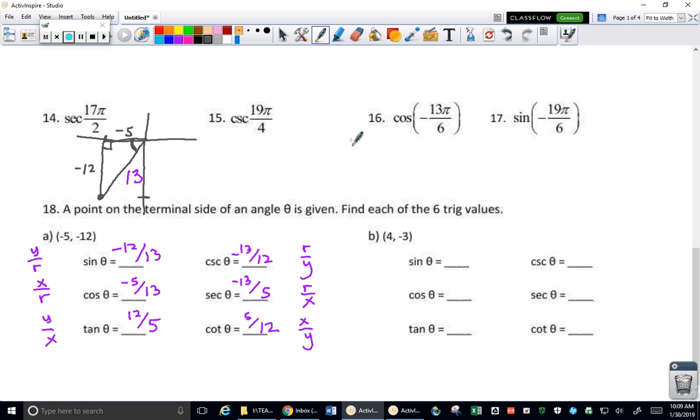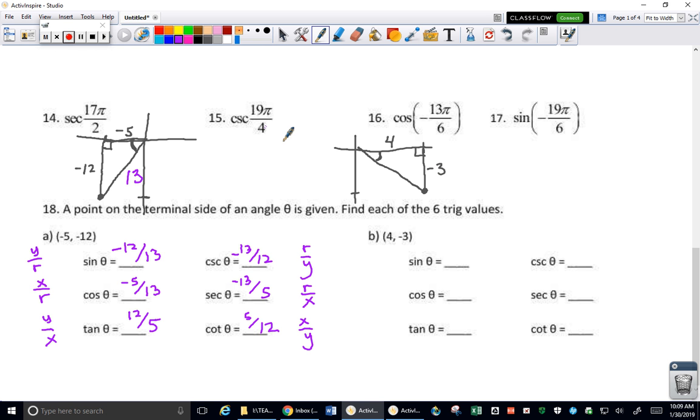And part B says we now have the point (4, -3). So this is a fourth quadrant point, 4 units to the right and 3 units down. Okay, so there's the point. We can draw our triangle in the fourth quadrant, where this is your angle, with an x value of 4 and a y value of -3.